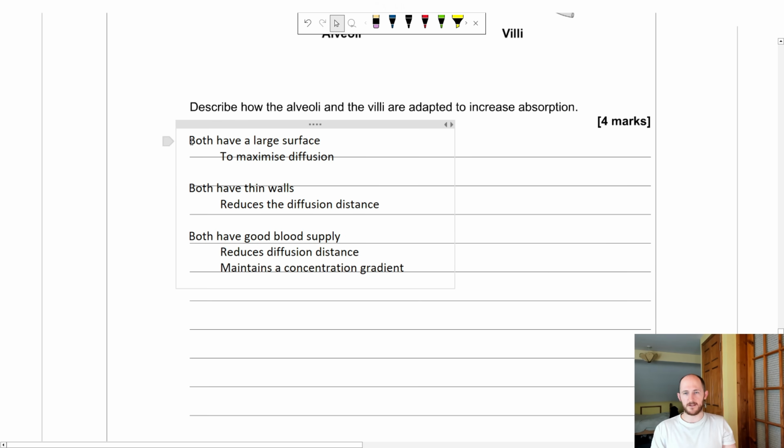But these are the ones that affect both of them, and so they're probably the easiest to write about. But the idea is having a good blood supply reduces diffusion distance, maintains concentration gradient, and so on.